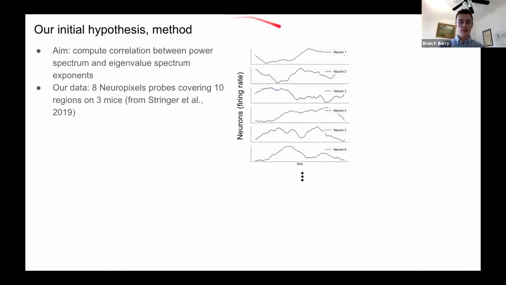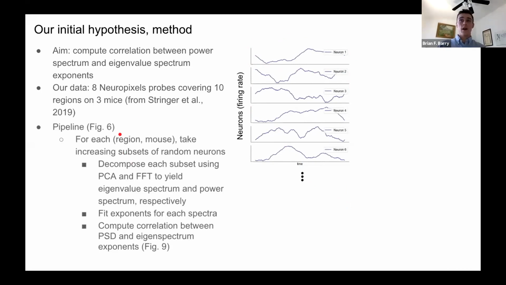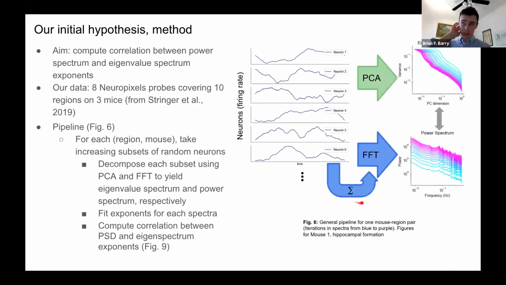So this is what our data looks like. For 1,000 or so neurons, we have firing rate on the y-axis, time on the x-axis. And so the general pipeline for each mouse region pair is we take increasing subsets of random neurons. And for each subset of selected neurons, we decompose the subset using PCA and the Fourier transform to yield the spectra of interest. For the Fourier transform, we first sum the signals to yield a population vector.